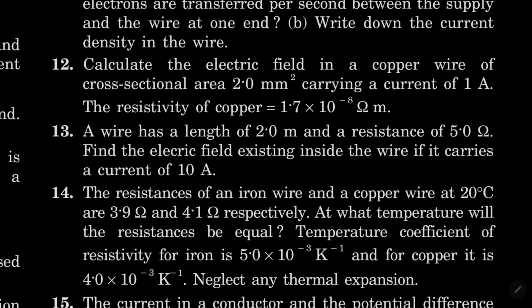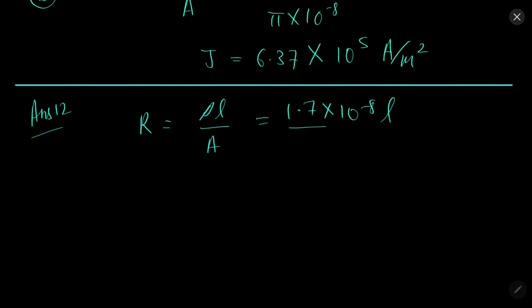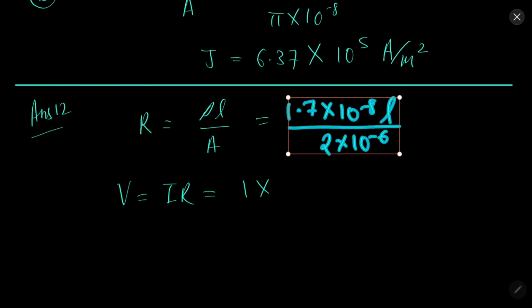In question 12, we need to calculate the electric field. Solution 12. So R is resistivity, ρL by A. So 1.7 × 10⁻⁸ × L over 2 × 10⁻⁶. Voltage is current into resistance, which will be 1 into this complete quantity.